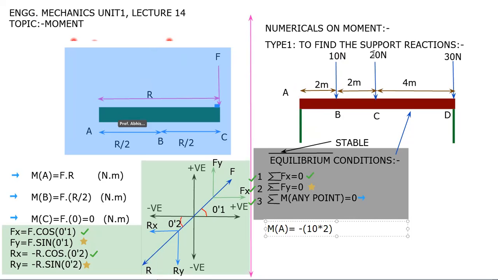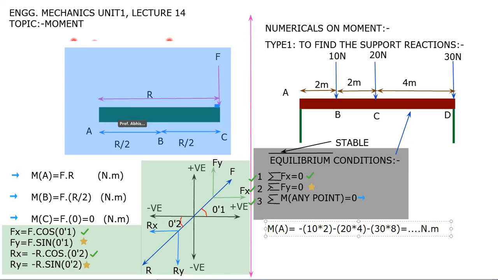Again, the next force is 20 Newton. 20 multiplied by 2 plus 2, the distance is 4. This is also in clockwise direction, so it will also have the minus sign, minus 20 multiplied by 4. The third force is 30 Newton multiplied by 8, and it also has the negative sign. On your calculator, you can calculate this answer, and the answer will have the unit Newton meter.